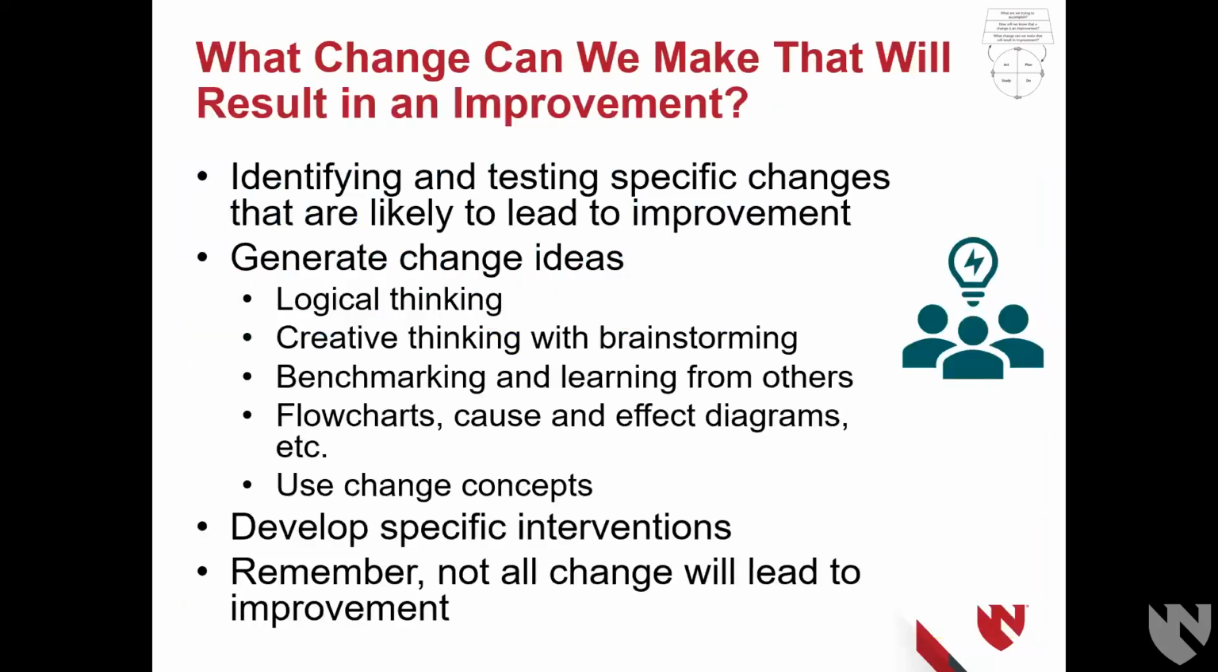The third question for the model for improvement then helps us start to think about change. So, what change can we make that will result in an improvement? While all changes are not necessarily going to lead to improvement, we do know that all improvement is going to require change. So, we want to think carefully to identify and select changes that we anticipate will help to address the problem and help us to achieve our aim.